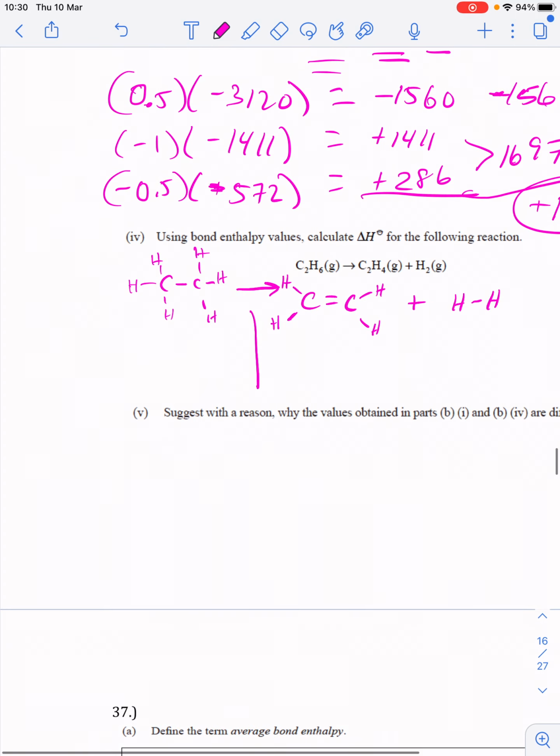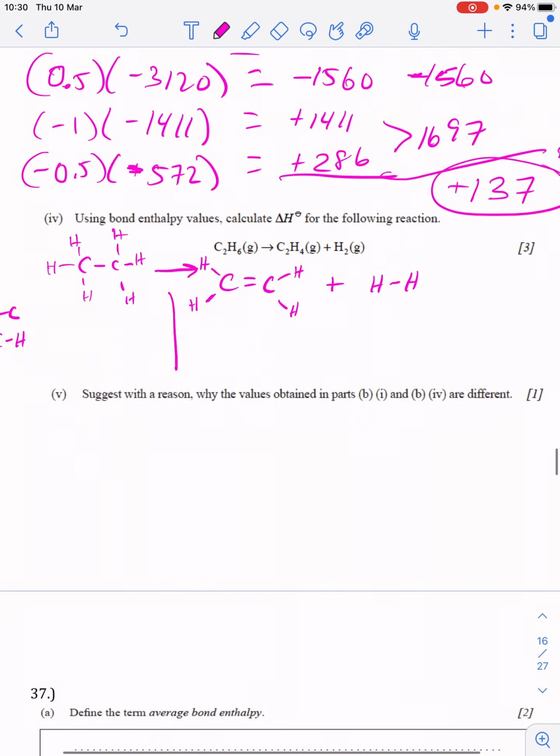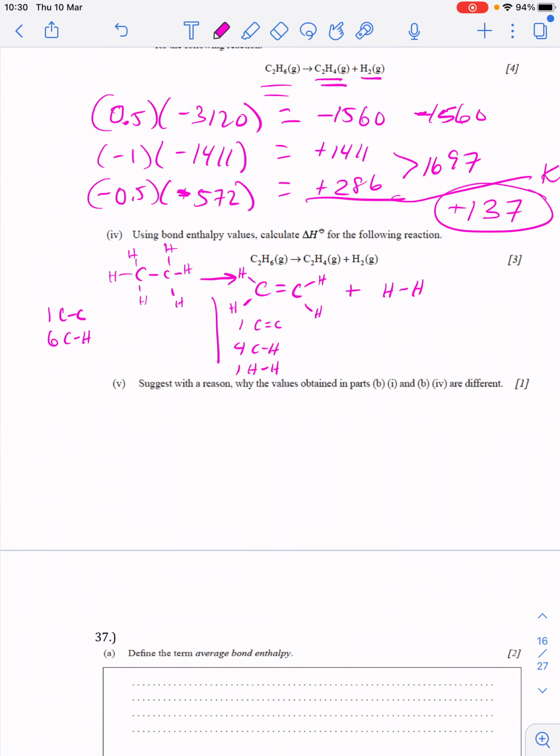The bonds that we're breaking are 1 C to C bond and 6 C to H bonds. On the right, I've got 1 C to C double bond, 4 C to H bonds, and 1 H to H bond. Now, one thing that you can do here, you don't have to do this, but it can make your life easier: if I'm breaking 6 and forming 4, net, that's really like 4 of them just didn't break. 4 of the bonds are staying in place, right? It's really only these 2 that I have to break. So I can cancel that down to 2.